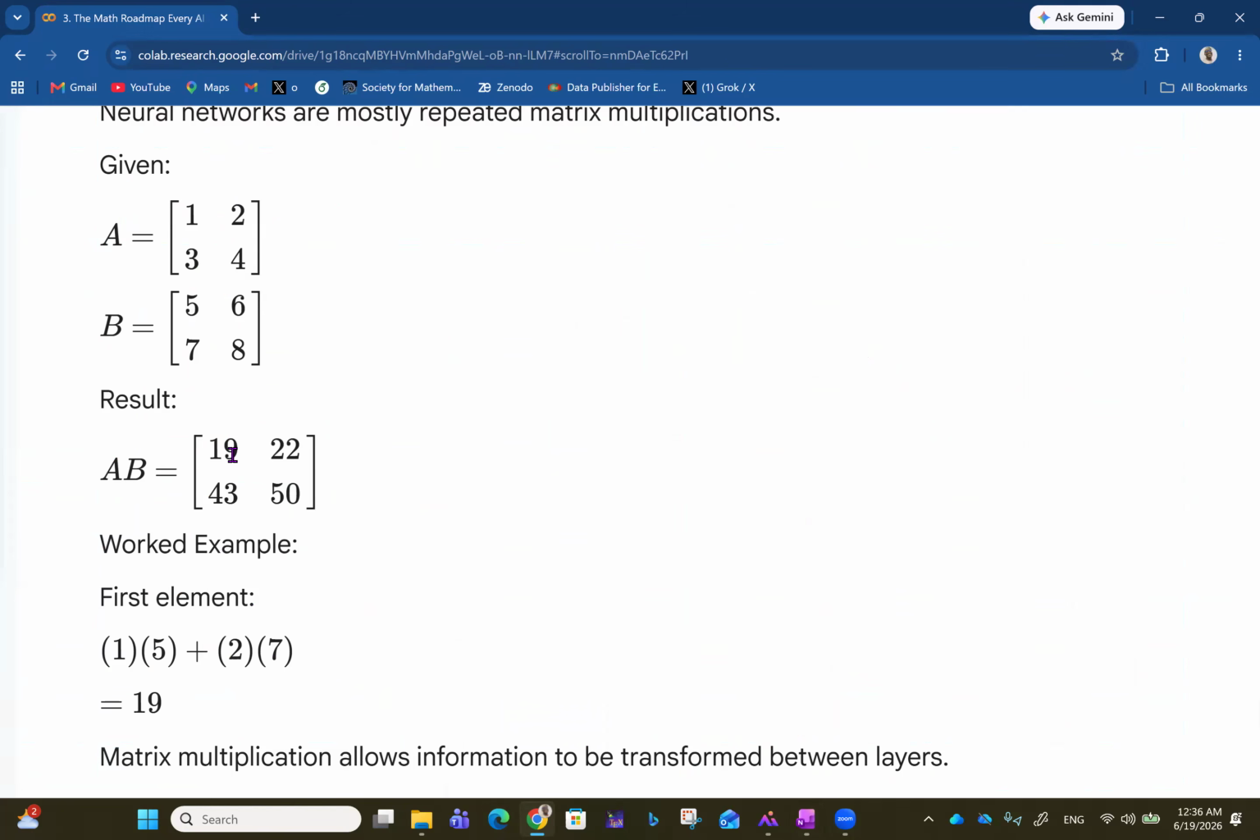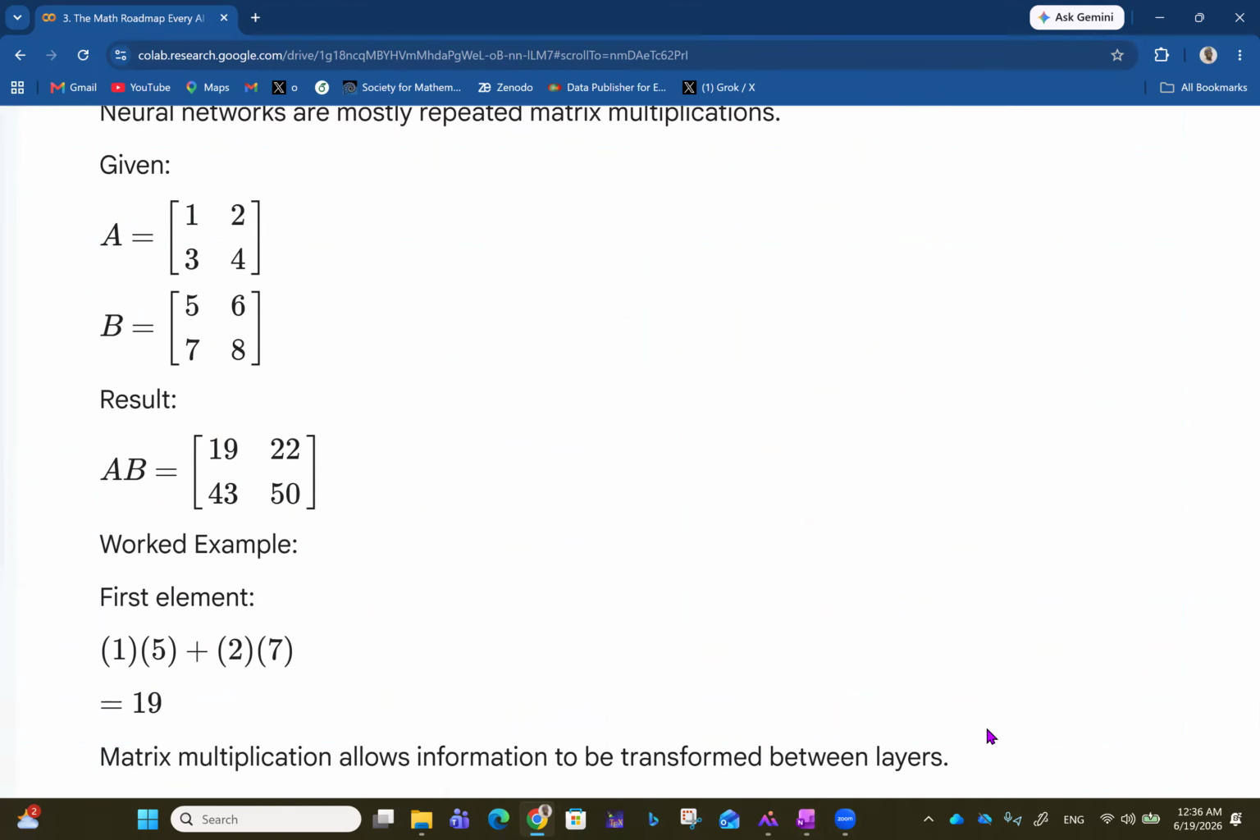So the first element you have here is 5, 7 multiplied by 1, 2. So 1 times 5, that's what you have here. Then 2 times 7, you have that. So that's 5 plus 14, which is 19. So matrix multiplication allows information to be transformed between layers.